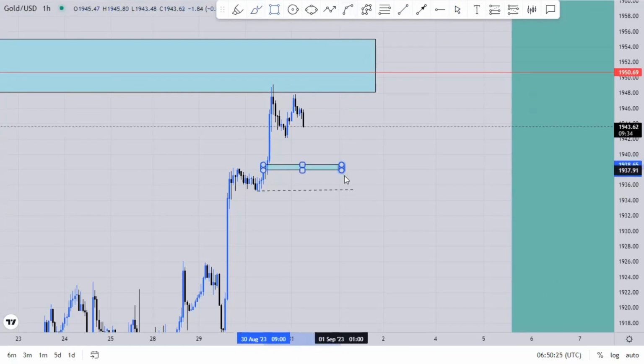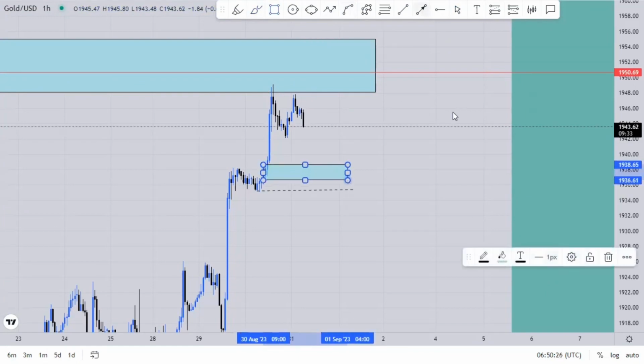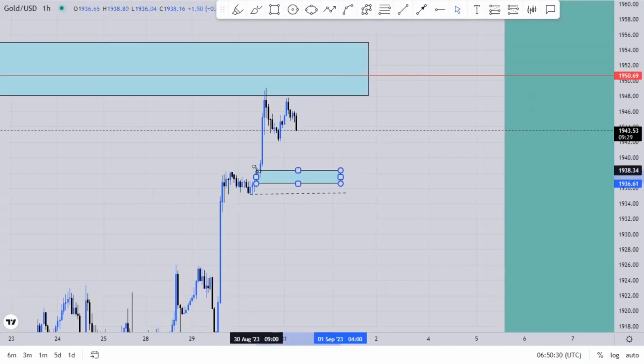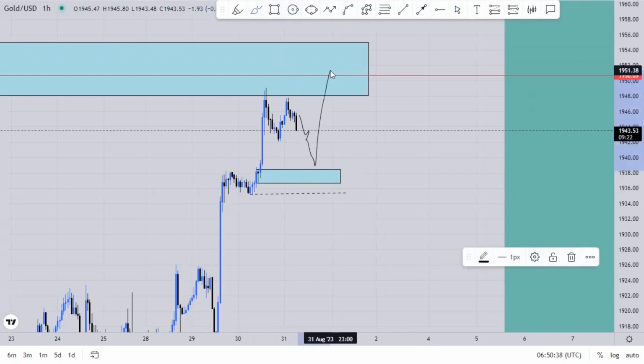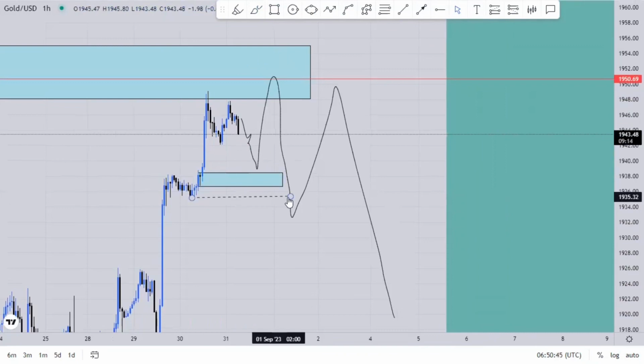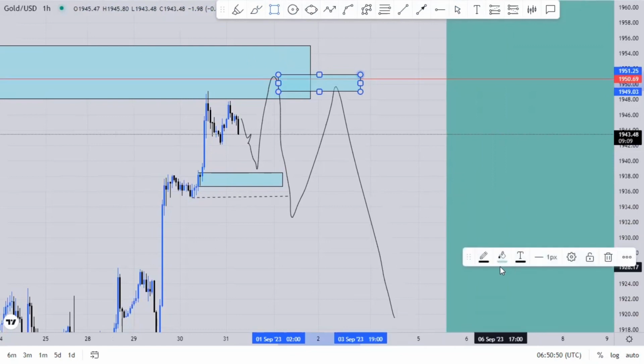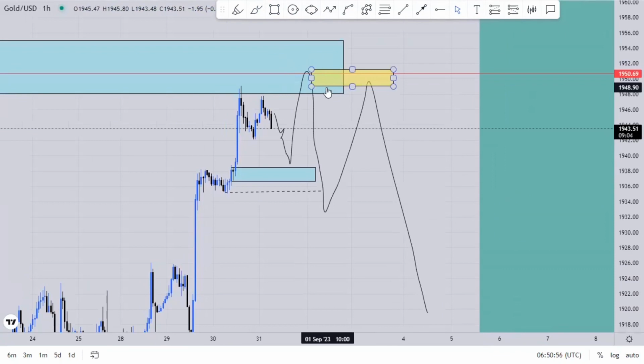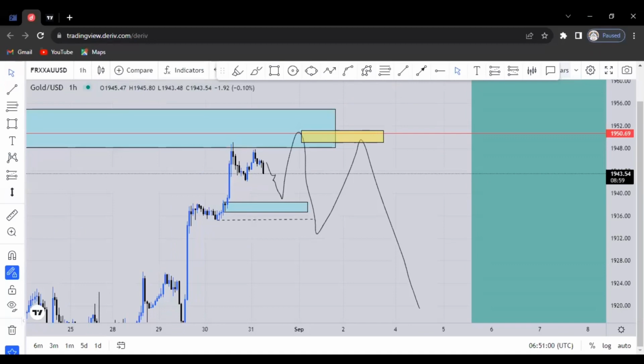Sometimes they can even come and tap into this demand, because even when they come down, they also use liquidity. Before they come down, they collect liquidity. So they can bounce up, tap into that red line, drop, go up, drop. This will be the change of character. Then they pull back into an untapped zone, the untapped supply, untapped order block, before they continue down.